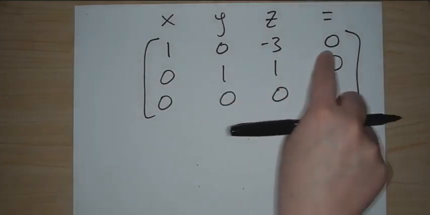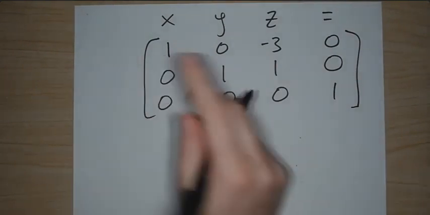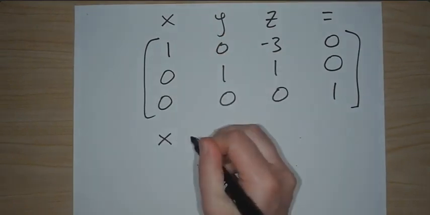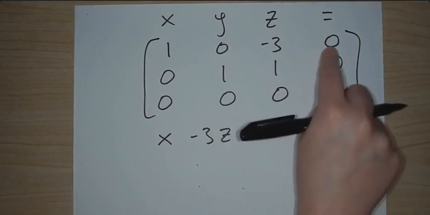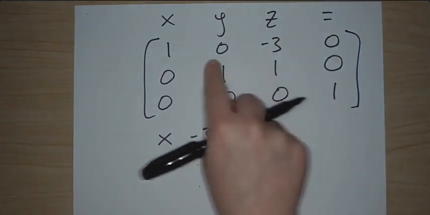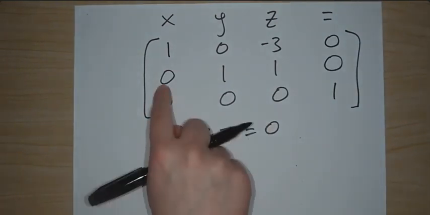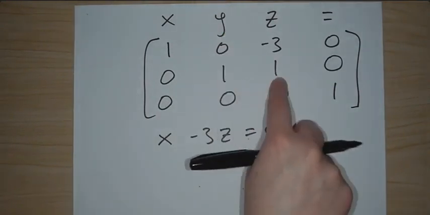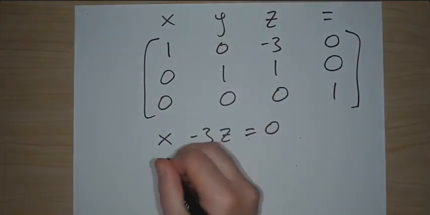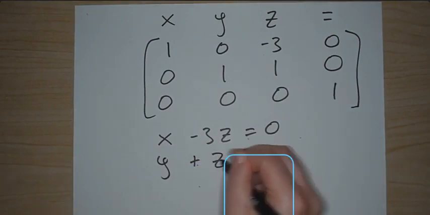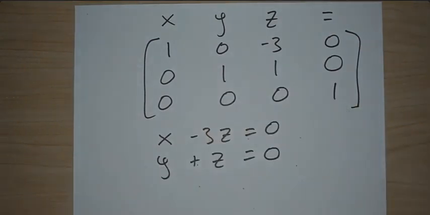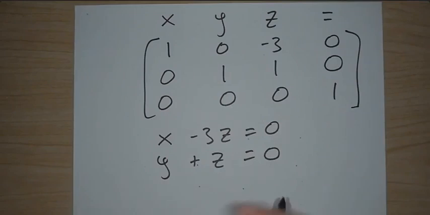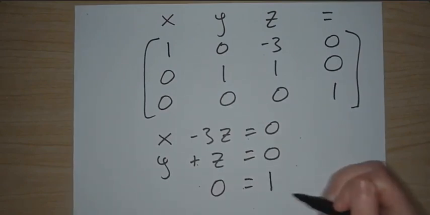For the first row, putting it back into equation form, we have 1x plus 0y minus 3z is equal to 0. So that's what this first row tells us. For our second row, we have 0x plus 1y plus 1z is equal to 0, so y plus z is equal to 0. And for our last row, we have 0x plus 0y plus 0z is equal to 1.